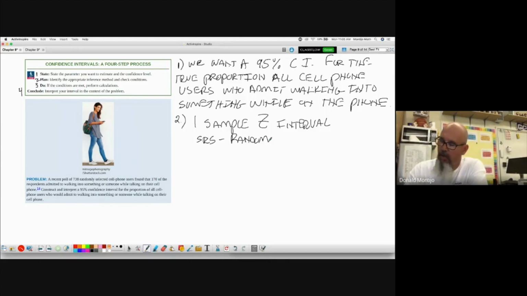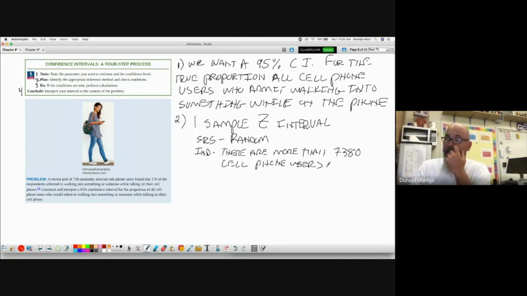The second one we said was independence, which the book states as the 10% rule. So there are certainly more than 7,380 cell phone users. So we're safe there. The data is independent because the population is at least 10 times the size of the sample. There's definitely more than 7,380 cell phone users in the United States. And then we need to check normality. How do we check normality?